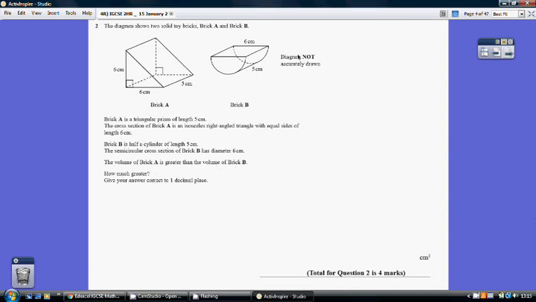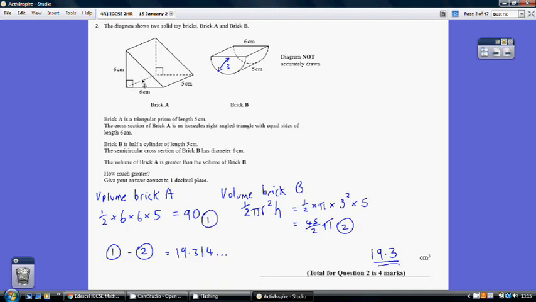So to work out the volume of A, well, it's a prism, so it's the area of the cross section, the end bit, multiplied by its depth. Well, the end bit is a triangle. How do you work out the area of a triangle? It's half times base times height. So half times 6 times 6, and then multiply this by the depth of the prism. So half times 6 times 6 times 5, which is 90.